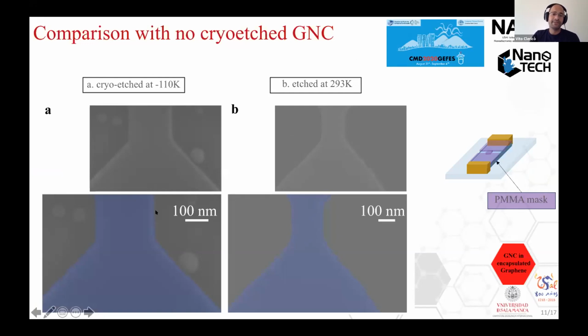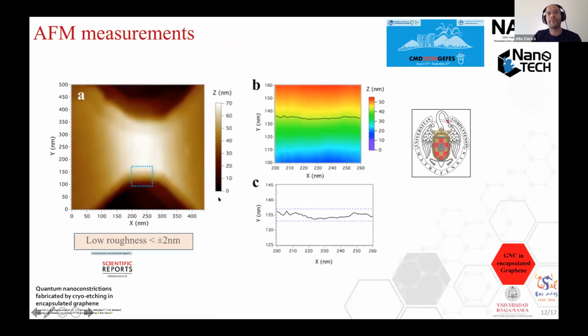In particular, this is very clear from the SEM image. Qualitatively, it's possible to see the definition in the two cases, and there is more roughness in the case of room temperature. And when we carried out some AFM measurements, we also estimated the roughness, and in particular, we found a roughness quite low, typically lower than 2 nanometers. So this is a very good result if you consider that we're talking about encapsulated graphene, where etching the hBN is not so easy.